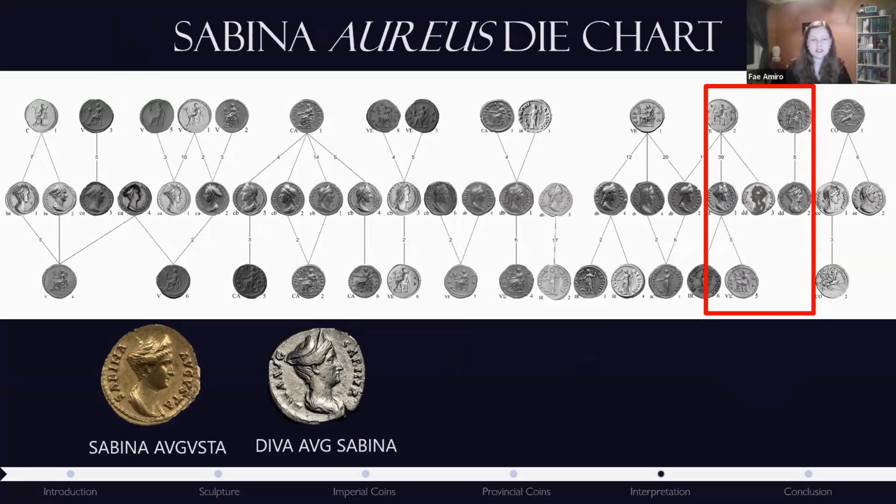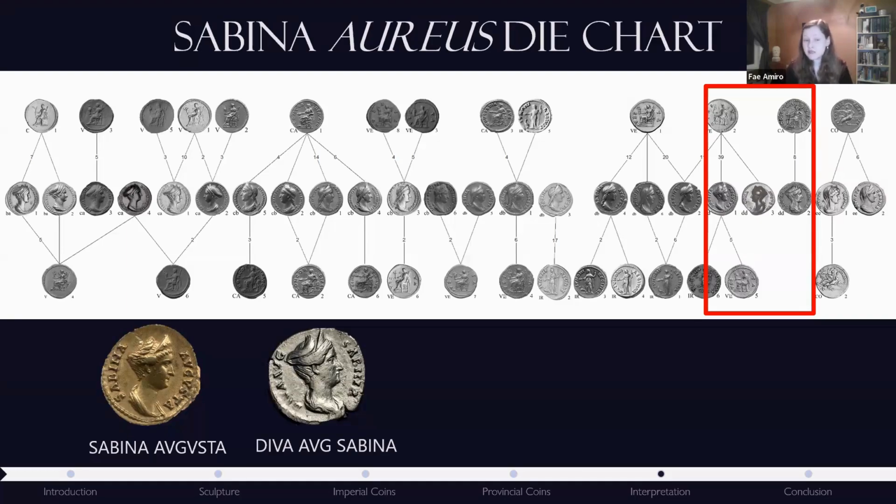I'm not using the Duplantius one because it's not relevant to this particular question, because this is where this type appears in higher numbers. But here we can see where this hairstyle appears in the die chart based on die links. In particular, we have a very clear linking where we have the appearance of a posthumous example of the type, where the inscription says Diva Aug Sabina, so we know she's deceased at this point, and it is die linked with ones that are not yet indicating that she is deceased.